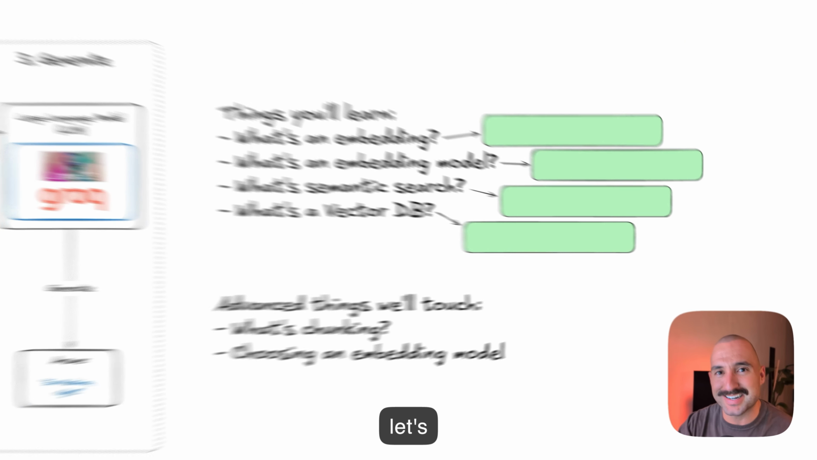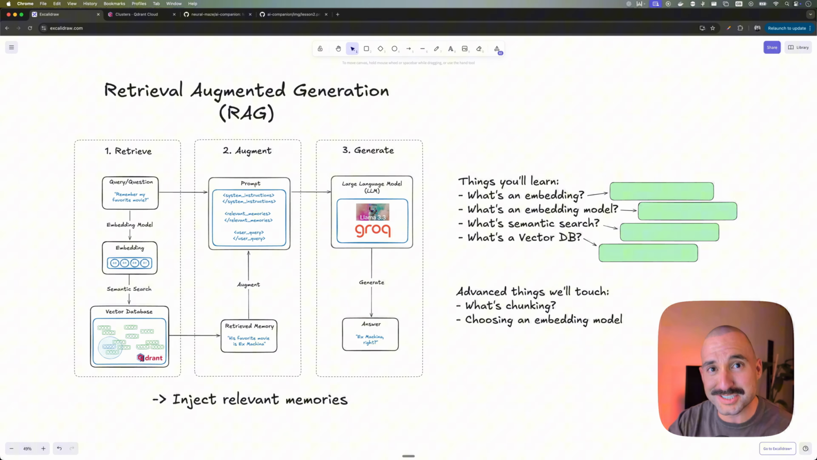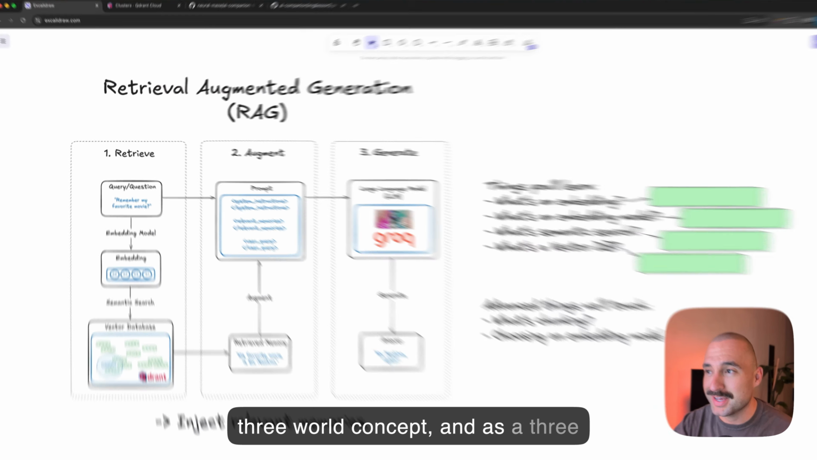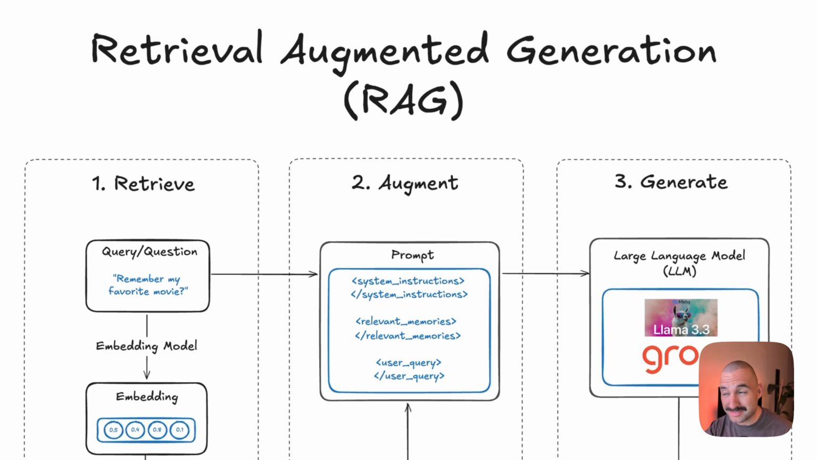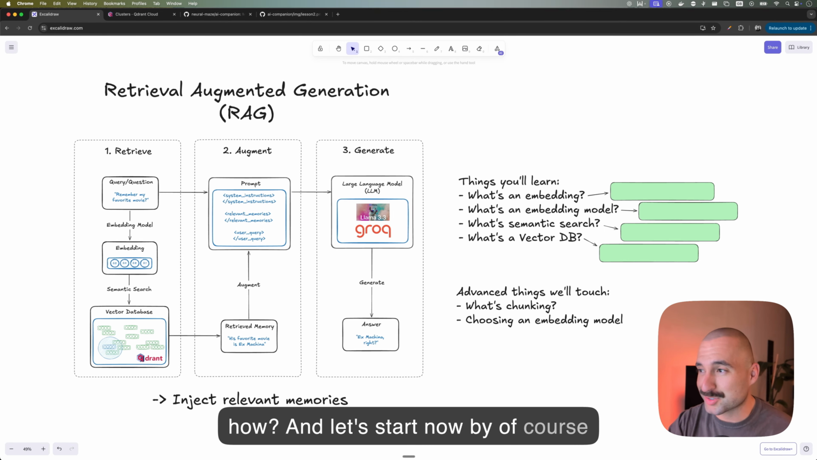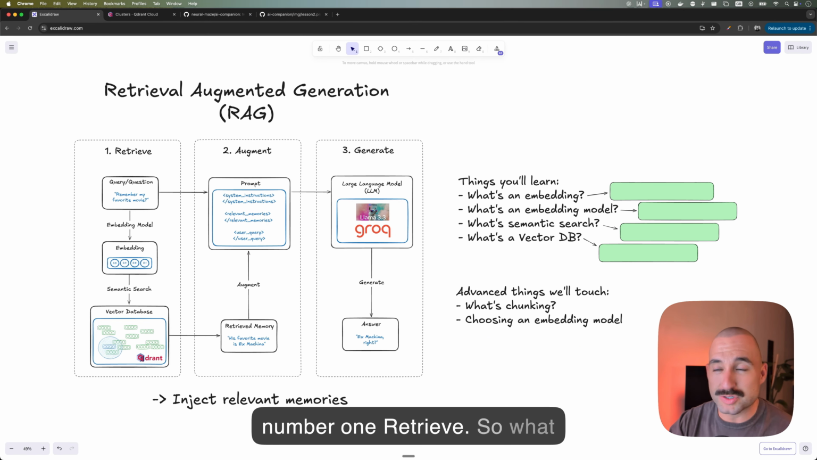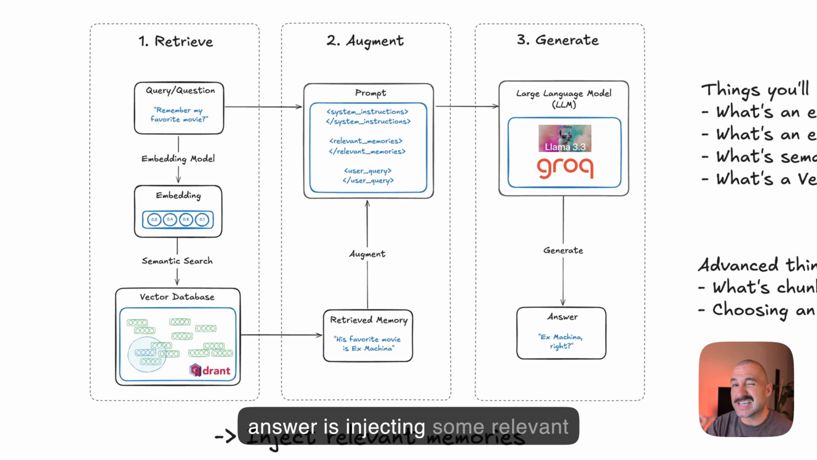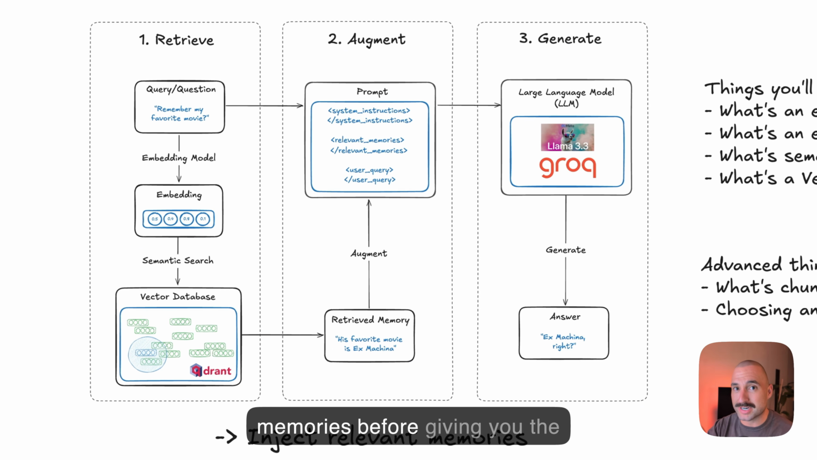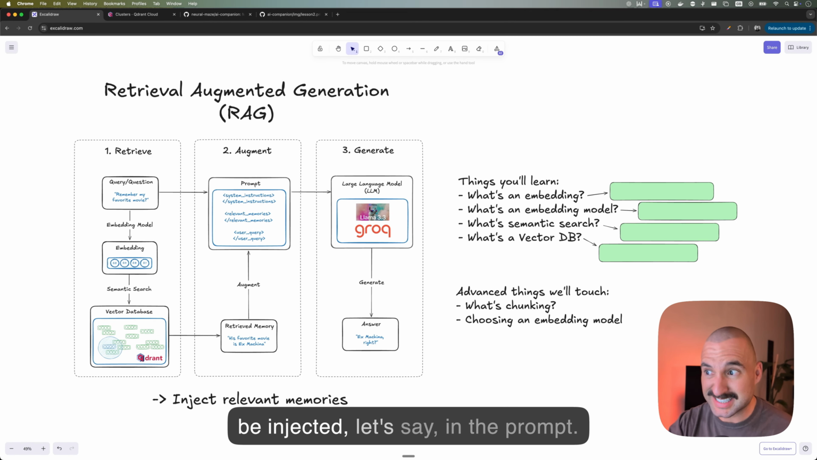So let's get started. Retrieval Augmented Generation is a 3-word concept, and I want you to understand it as a 3-step process. First, retrieve, second, augment, and third, generate. Let's start with number 1, retrieve. What happens when Ava gives you an answer is that she injects some relevant memories before giving you the answer, right? Those memories will be injected, let's say, in the prompt.